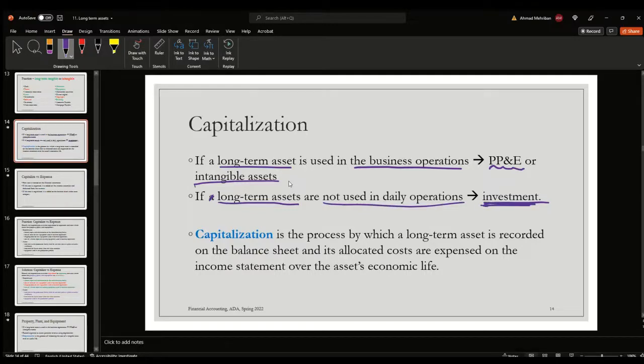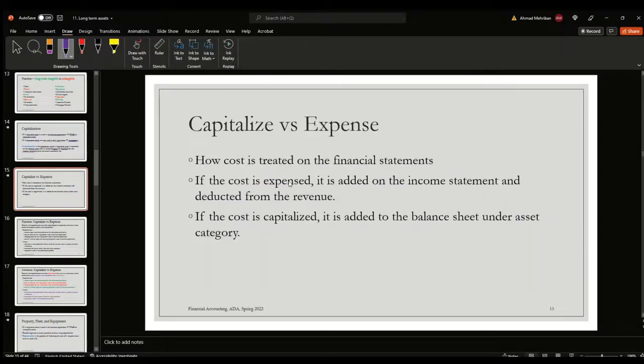Now, capitalization, as a definition, is the process by which a long-term asset is recorded on the balance sheet, and its allocated costs are expensed on the income statement over the asset's economic life. I understand that this definition is quite a mouthful, but this is basically what we're dealing with. Whether we're going to record the cost on the balance sheet as part of the long-term asset, or allocate the cost of it as expenses on the income statement. So it's either capitalization or expenditure.